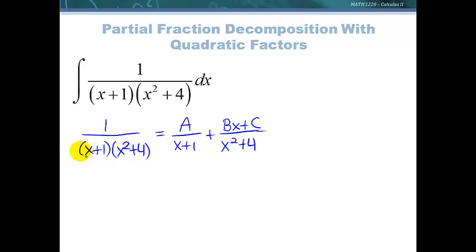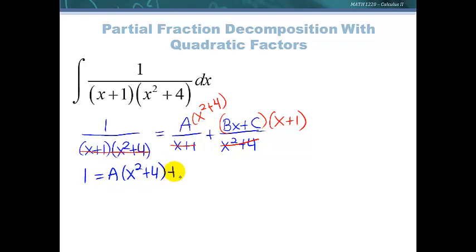If we clear this of fractions, we multiply everything by x plus 1, x squared plus 4. The x plus 1's will cancel, and this will leave an x squared plus 4. And on this one, the x squared plus 4's cancel, and this will leave an x plus 1. So in writing down what we have, we've got 1 equal a multiplied by x squared plus 4 plus bx plus c multiplied by x plus 1.